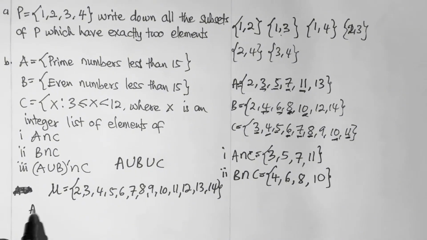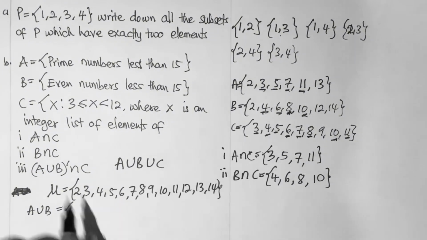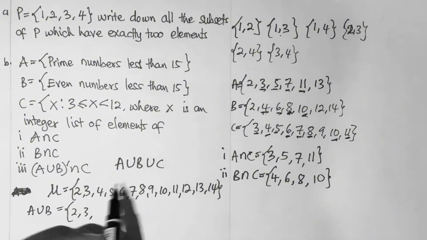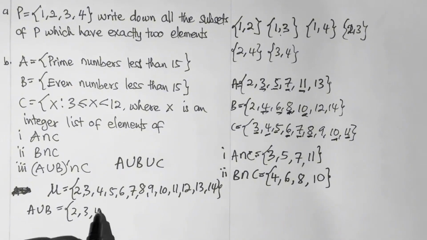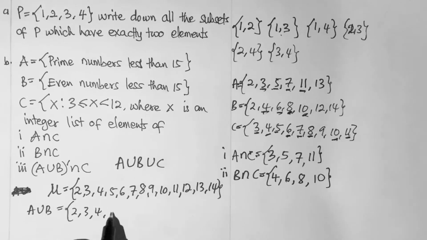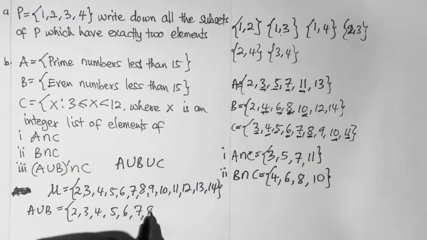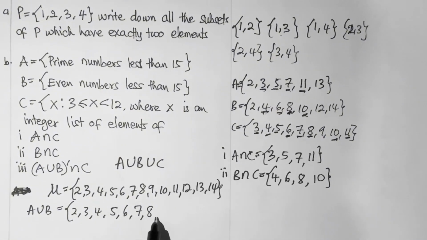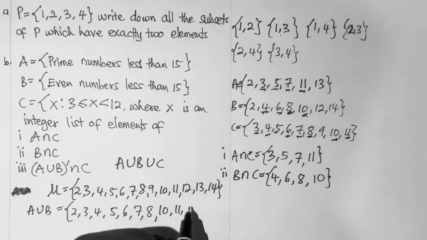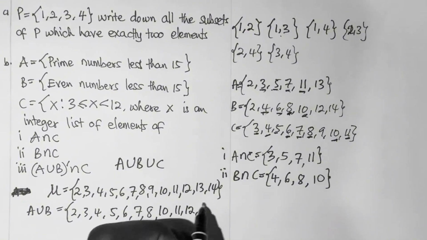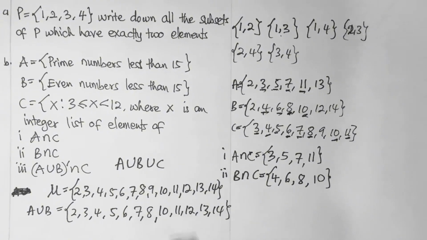Let's first find A union B. So A union B, we have 2, 3, and then 4, and then we have 5, 6, 7, 8. Now there is no 9, so we need to skip 9. There is 10, 11, 12, 13, and then 14. So this is A union B.